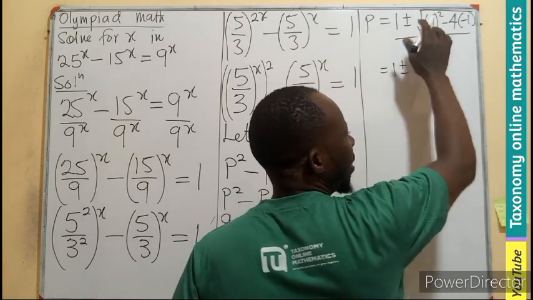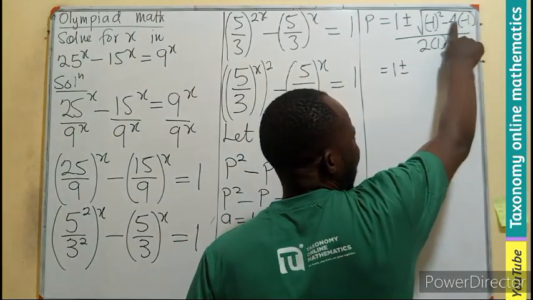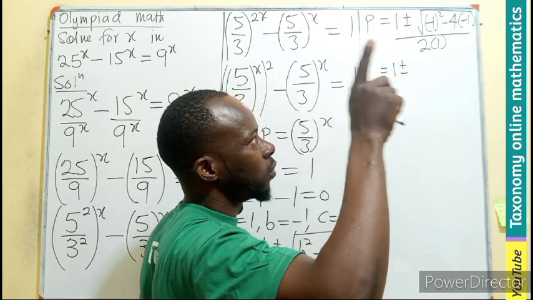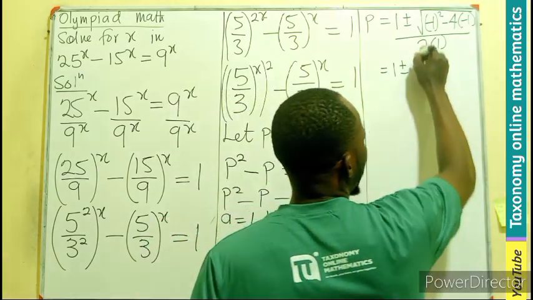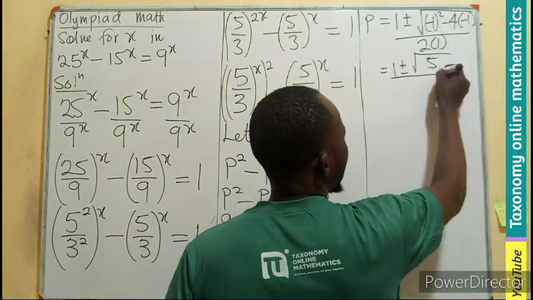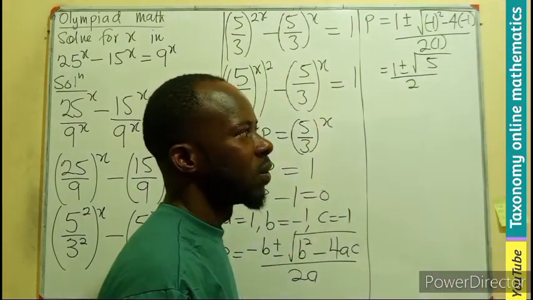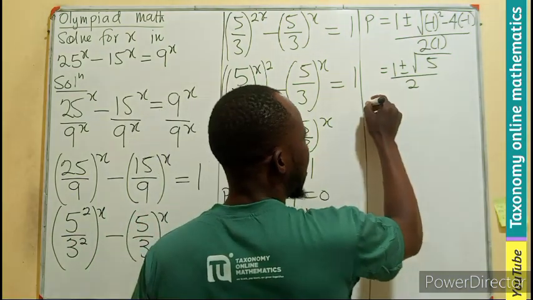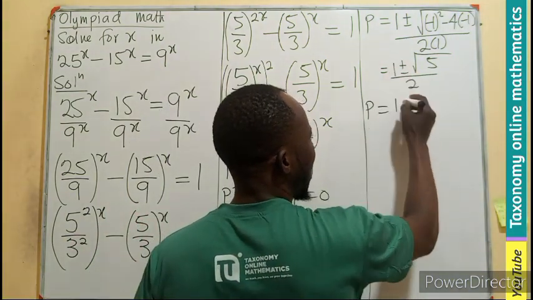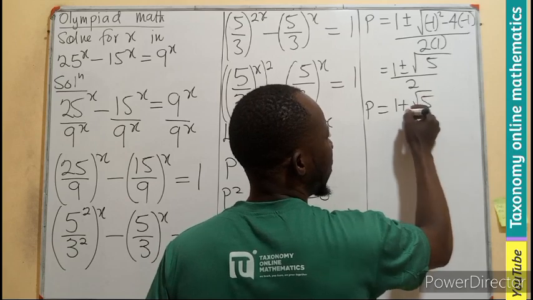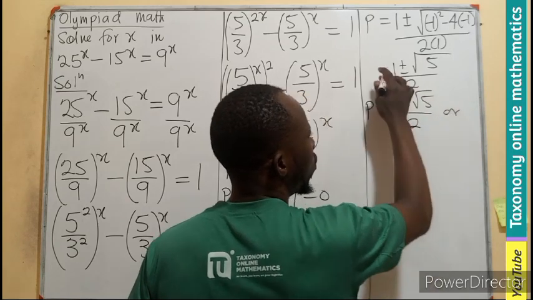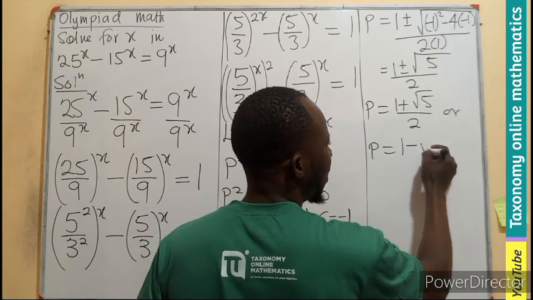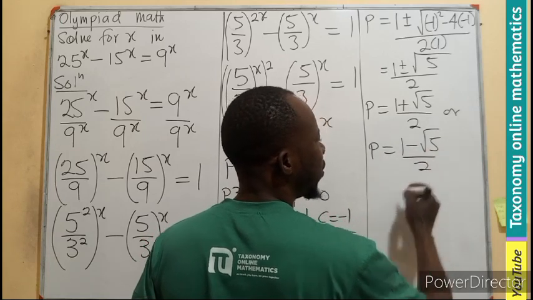This is going to be 1, negative 1 times negative 4. That will be positive 4. So 1 plus 4 will be 5. So the root of 5, divided by 2. So we know the values of p: p is either 1 plus the root of 5 divided by 2, or p will be equal to 1 minus the root of 5 divided by 2.